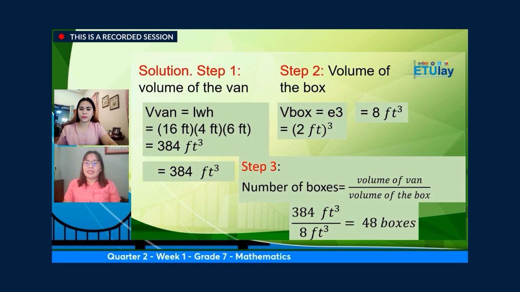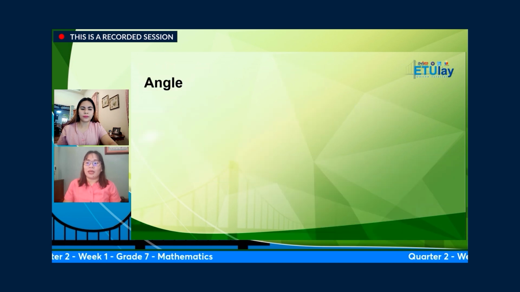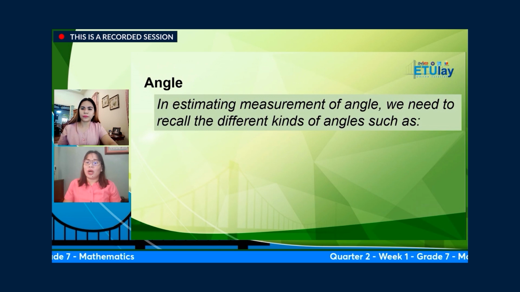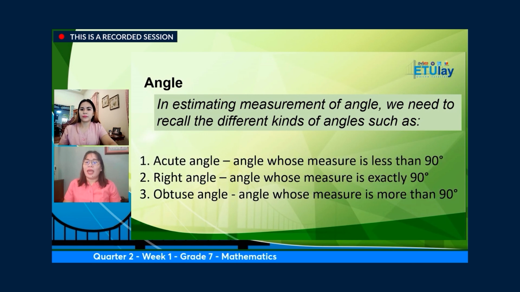Angle. In estimating the measurement of an angle, we need to recall the different kinds of angles. Number 1, acute angle: an angle whose measure is less than 90 degrees. Number 2, right angle: an angle whose measure is exactly 90 degrees. Number 3, obtuse angle: an angle whose measure is more than 90 degrees.